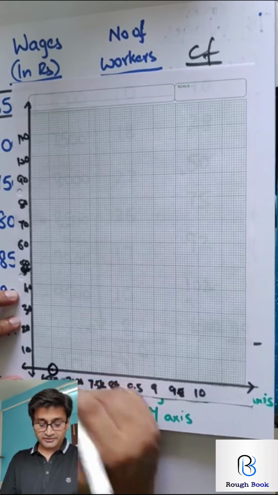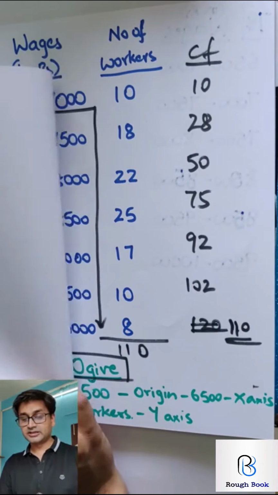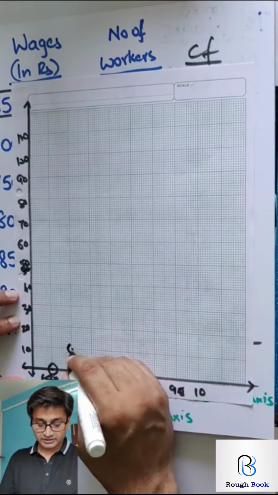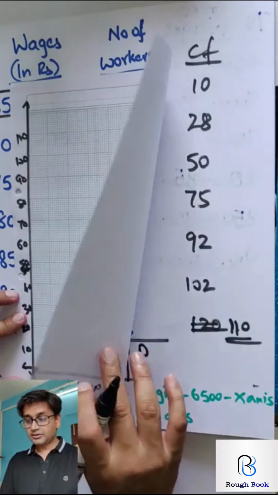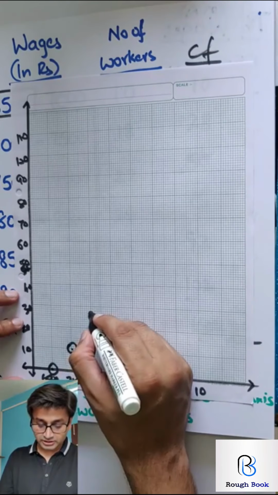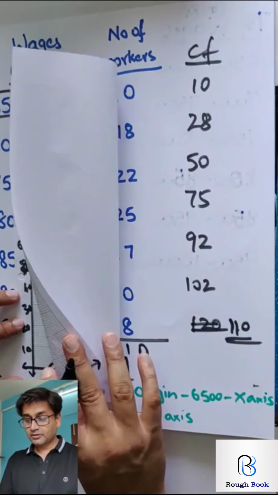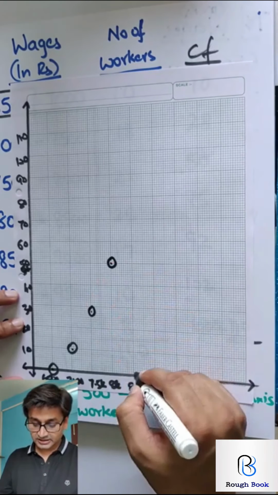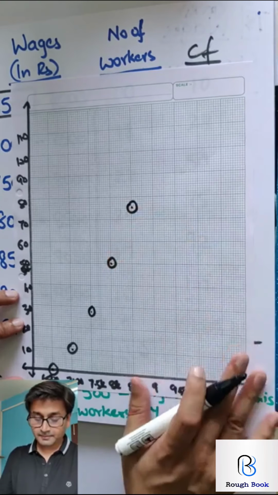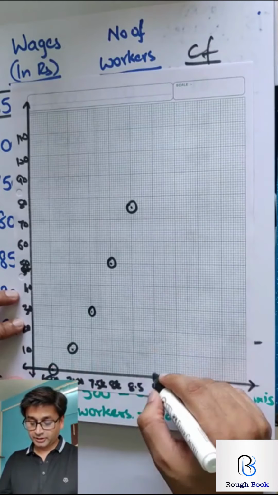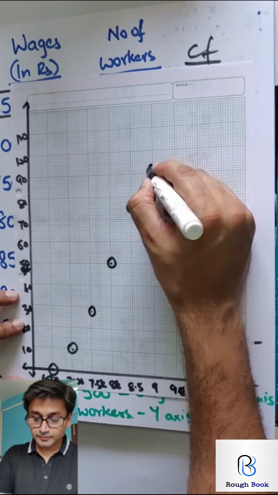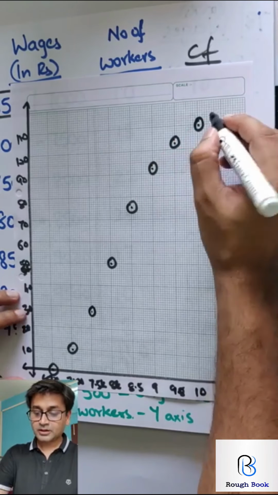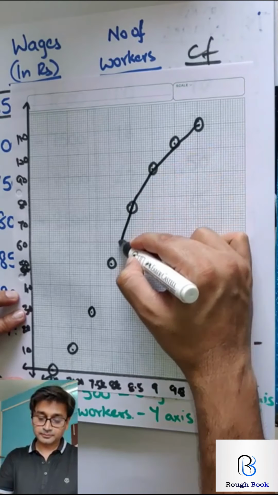So 6500 is 0. The next one is 10, 28. Correct. 7000 is 10. So on 7000, 10. Then 28 on the next one. So 28, 50, 75, 92, 102 and 110. Draw the curve.